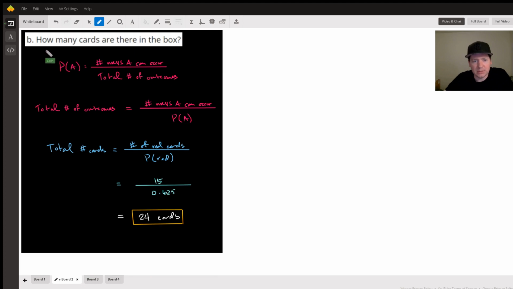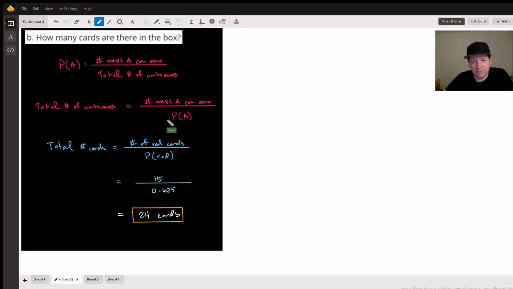The next question is how many cards are there in the box? Well, we can use the definition of probability to help us. In general, the probability of some event A is just defined to be the number of ways that A can occur divided by the total number of outcomes. And simply rearranging this, doing a bit of algebra, it's very simple. We get total number of outcomes is equal to the number of ways A can occur divided by the probability of A.